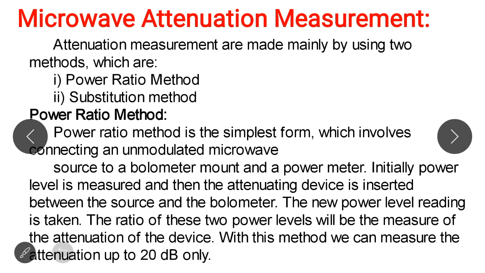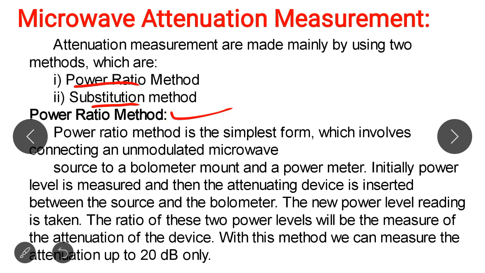Now the attenuation measurements are made mainly using two methods. The first method is the power ratio method and the other method is the substitution method. First we are going to see the power ratio method.